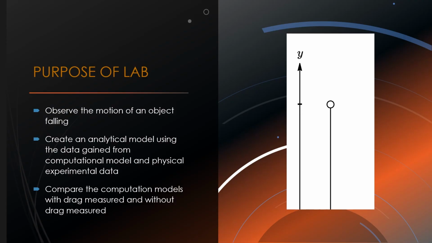So the purpose of this lab is to observe the motion of an object that's falling, and then from this we're going to create an analytical model using the data gained from the computational model and the physical experimental data, and then we're going to compare these computational models with drag measured and without drag measured, and then we'll be discussing the outcome of that.